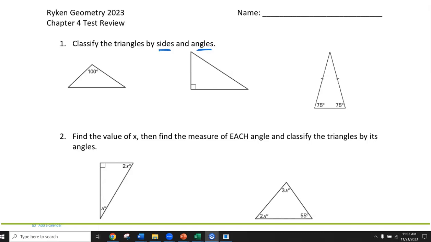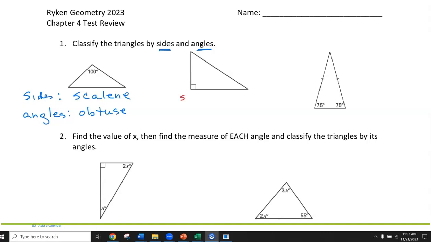So if I'm going to classify the first one by angles, let me do sides first. By sides, nothing is marked, so all I can assume is that it's scalene. By angles, looking at that, I see I have an angle of 100 degrees. That makes it right away obtuse. Okay, look at the next one.